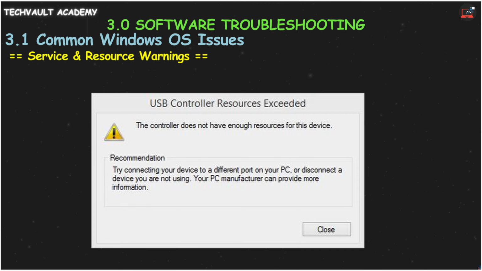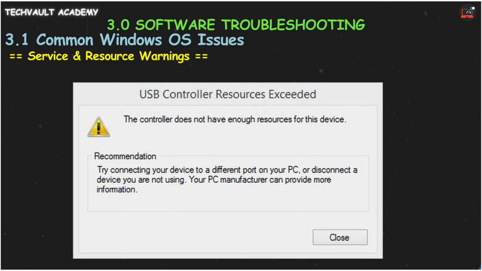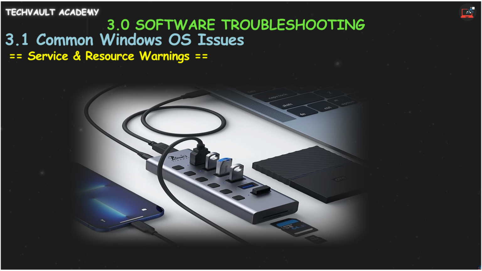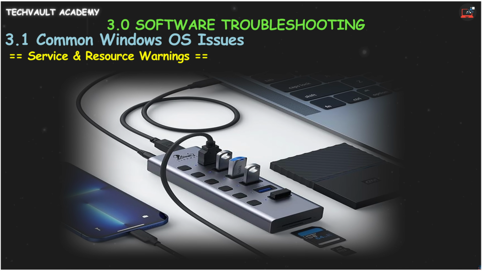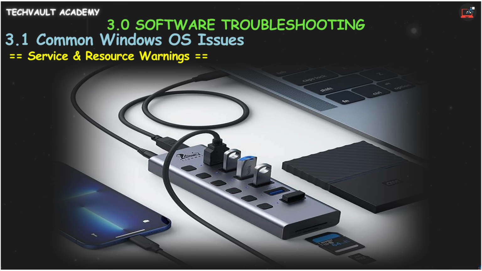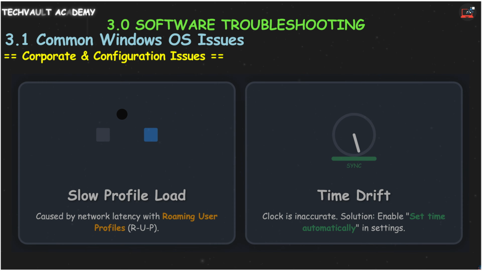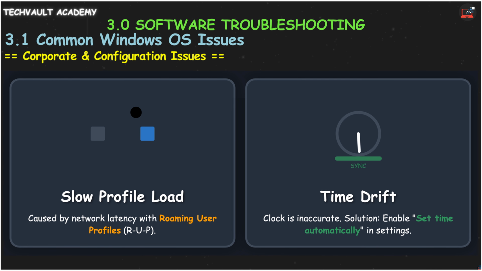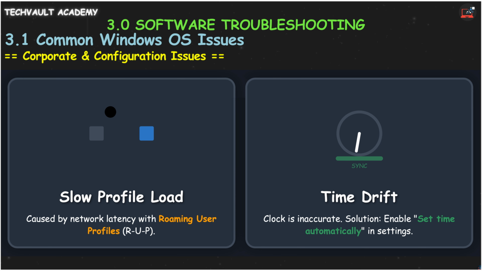If you get a USB controller resources are exceeded warning, it means you've plugged in too many complex devices for the controller to handle. The quickest solution is to simply unplug the device and try it in a different USB port, which may connect it to a separate controller on the motherboard. In a corporate environment, a slow profile load is almost always a network issue, caused by latency when syncing a roaming user profile. This is a problem for the domain administrator to solve.